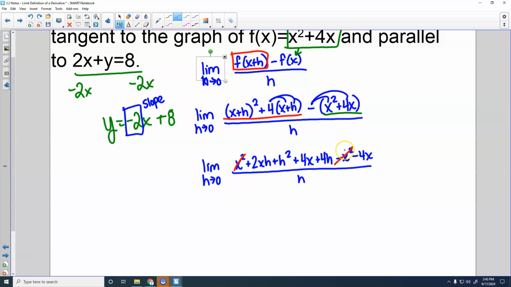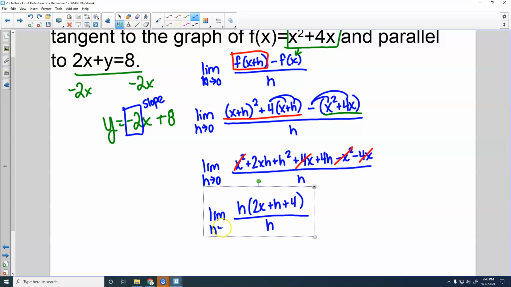And the x squareds are going to cancel. Plus 4x and negative 4x, those are going to cancel. Everything I have left has an h with it, so I'm going to factor one out. So h times 2x plus h plus 4, all over h. Limit as h approaches 0. The h's will cancel. I will plug in 0 for h. 2x plus 0 plus 4 is just going to give me 2x plus 4.